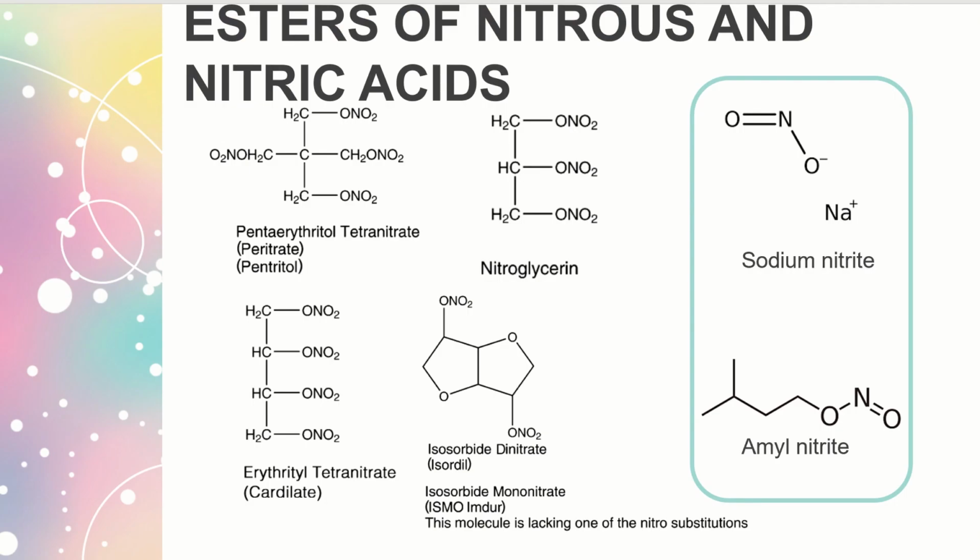All right, so now I have an image of esters of nitrous and nitric acids. We have mentioned nitroglycerin already. This is the structure. We've mentioned amyl nitrite. So there are other nitrites and nitrates, and these are the respective structures. We can see a 4-carbon backbone as opposed to a 3-carbon backbone, etc., branching here. But essentially we can see the variety of nitrates and nitrites.